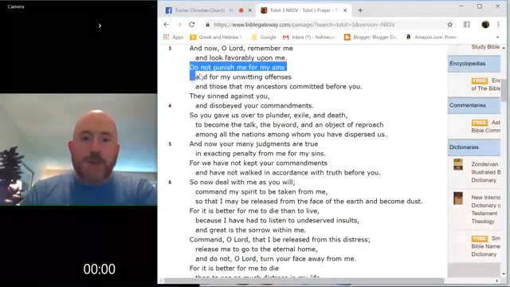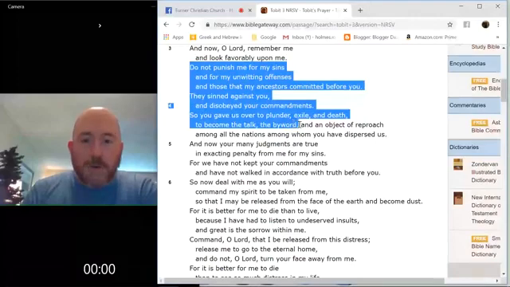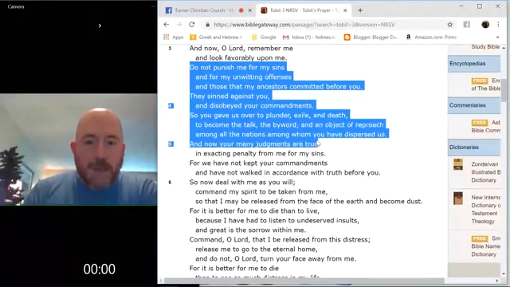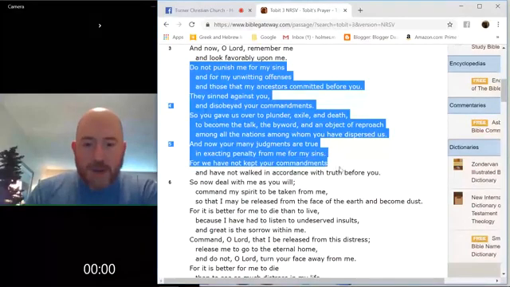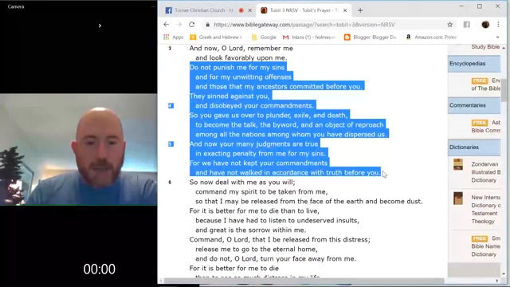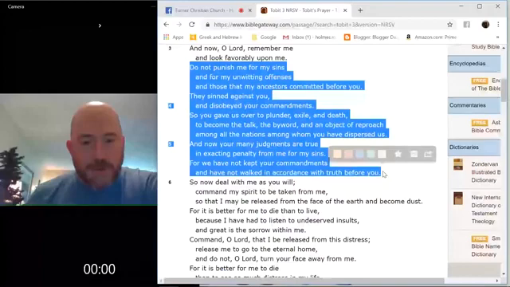It says, "Do not punish me for my sins or for my unwitting offenses, and those that my ancestors committed before you. They sinned against you and disobeyed your commandments. So you gave us over to plunder, exile, and death, to become the talk, the byword, and an object of reproach among all the nations among whom you have dispersed us. And now your many judgments are true in exacting a penalty from me for my sins, for we have not kept your commandments and have not walked in accordance with truth before you."